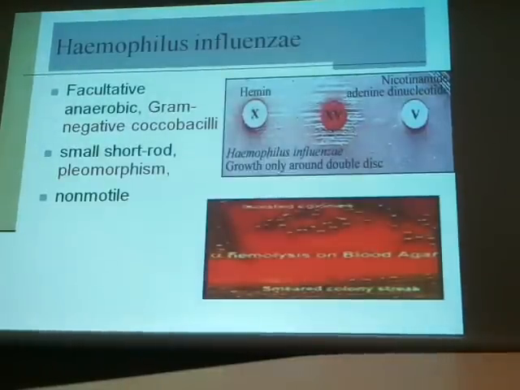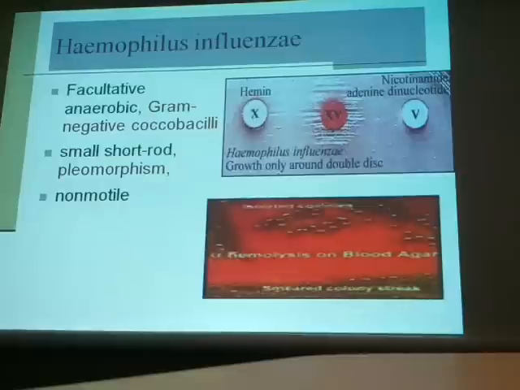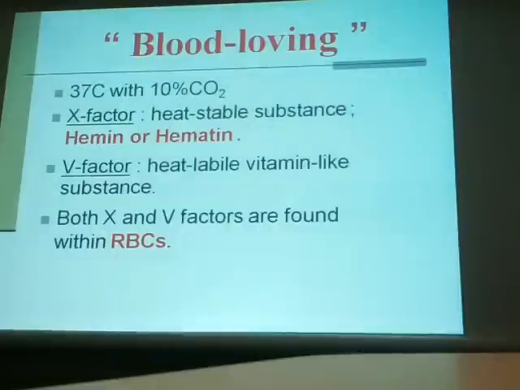The second causative agent of upper respiratory tract infection is Haemophilus influenzae. Haemophilus is a facultative anaerobe, gram-negative coccobacilli. It's a small, short rod, polymorphous and non-motile bacterium. Haemophilus means blood-loving bacteria, so it needs X factor, which is found in the RBCs on chocolate agar, especially. It needs 37 Celsius incubation with 10% CO2.